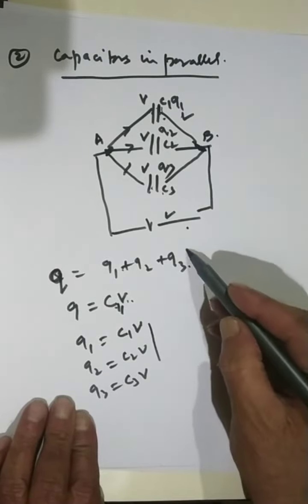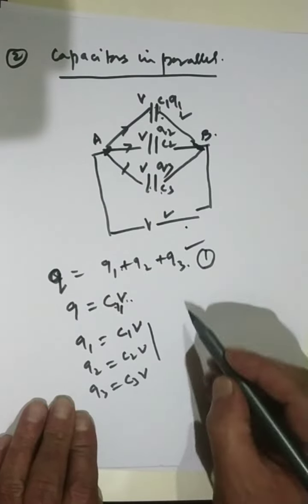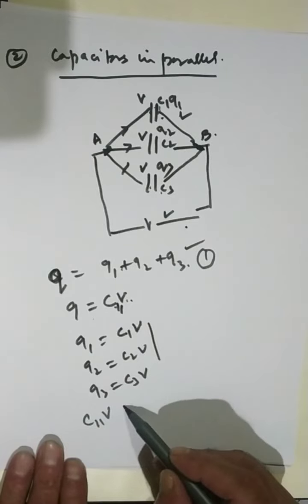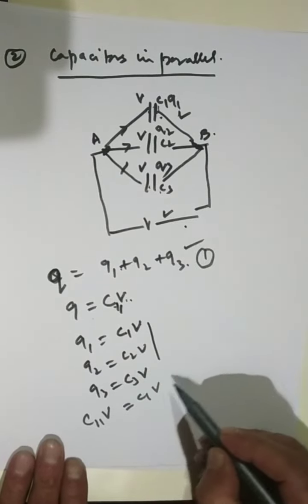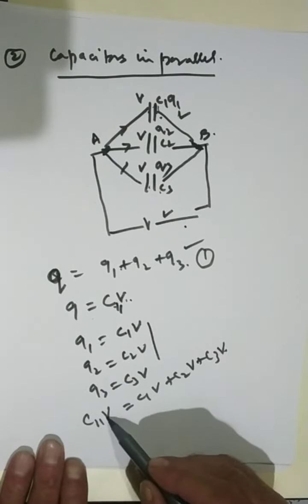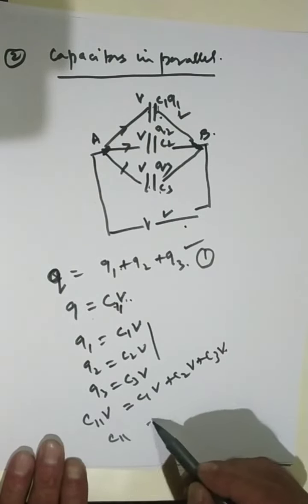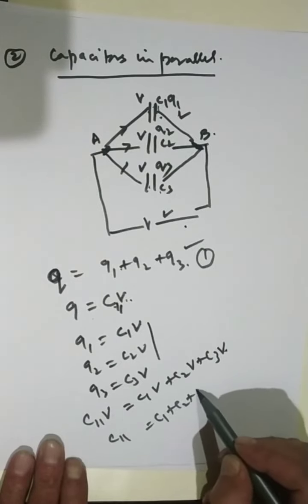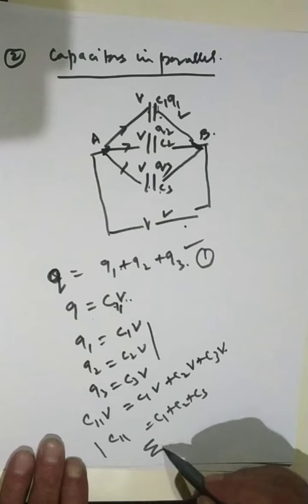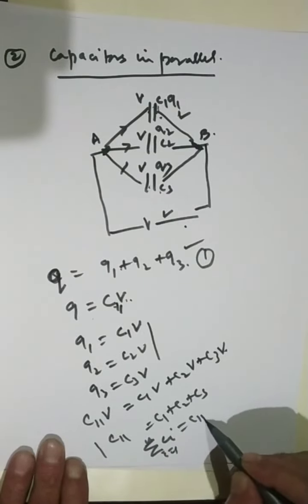So substituting all of these in this equation 1, what will we get? We will get C parallel V is equal to C1V plus C2V plus C3V. Taking V common, it will cancel. We will get C parallel is equal to C1 plus C2 plus C3. Or in general, we can write the sum of Ci, i goes from 1 to n, that is C parallel.